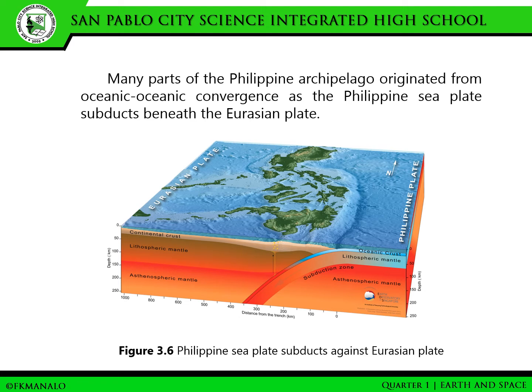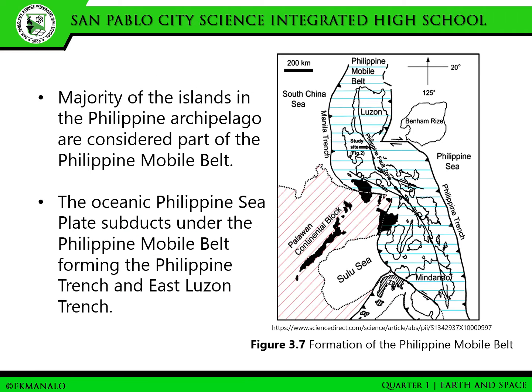Many parts of the Philippine archipelago originated from oceanic convergence. As seen from the picture, Philippine Islands are formed as the Philippine Sea Plate subducts beneath the Eurasian Plate. In relation to that, majority of the islands in the Philippine archipelago are considered part of the Philippine Mobile Belt. How about the Philippine Trench and the East Luzon Trench? How are these topographic features formed? The oceanic Philippine Sea Plate subducts under the Philippine Mobile Belt, forming the Philippine Trench and the East Luzon Trench.